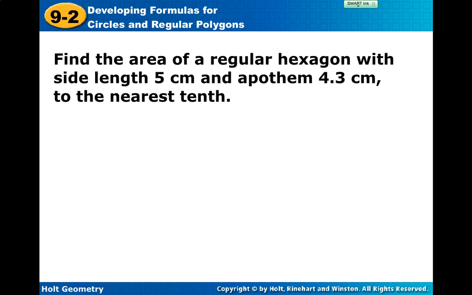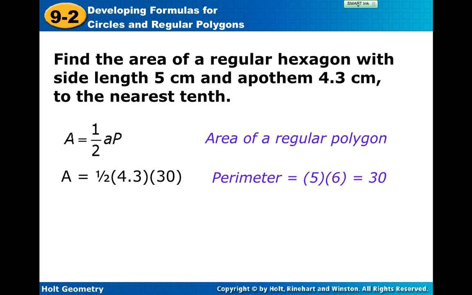So yeah, how do you get the perimeter? 5 for each side times 6 for the number of sides. So 6 sides are all 5, so 30 should be the perimeter. 1/2 times 4.3 times 30 is 64.5 square centimeters. Give me a thumbs up if you did that one right. All right, any certain question?